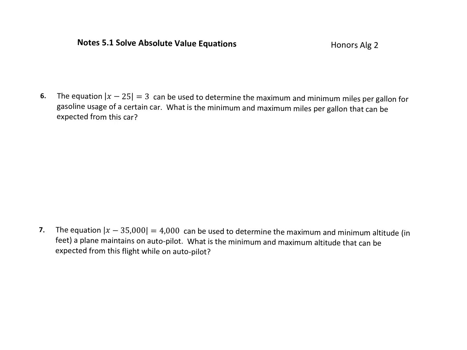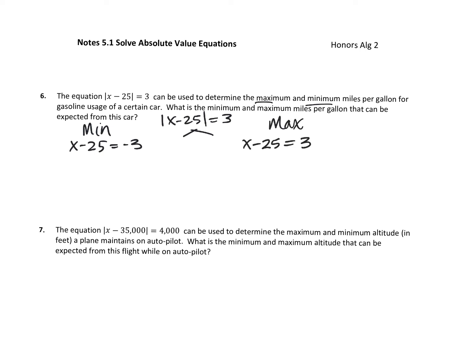So now let's look at some word problems with these absolute value equations. So let's look at this. The equation absolute value of x minus 25 equals 3 can be used to determine the max and the minimum miles per gallon for gasoline usage of a certain car. What's the minimum and the maximum miles per gallon that can be expected? So you're going to find this by doing exactly the process we've done. We already have this isolated, the absolute value part, so we can split this. So x minus 25 equals negative 3. That's going to generate the minimum for us. The maximum is going to be the other side of this. X minus 25 equals a positive 3. So all I have to do now is solve.